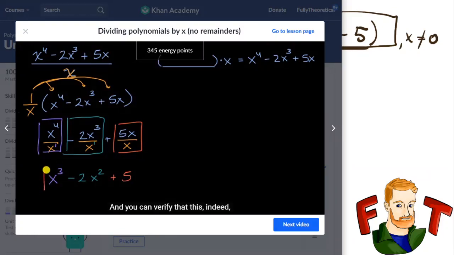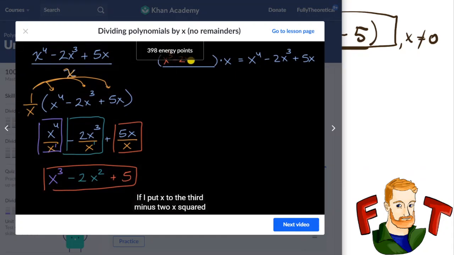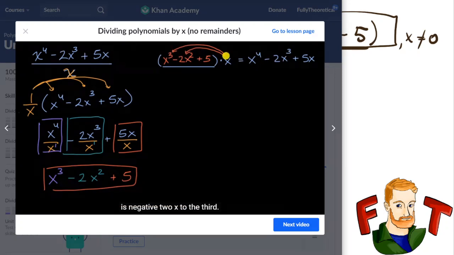And you can verify that this indeed, if I were to multiply it by x, I'm going to get x to the fourth minus 2x to the third plus 5x. Let me do that. If I put x to the third minus 2x squared plus 5 times x, what I can do is distribute the x. x times x to the third is x to the fourth. x times negative 2x squared is negative 2x to the third. x times 5 is 5x.